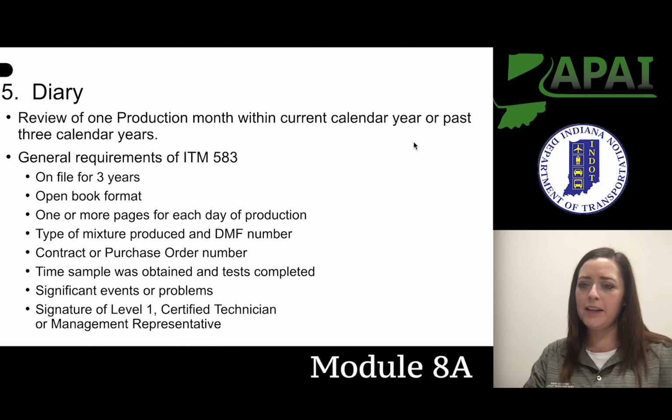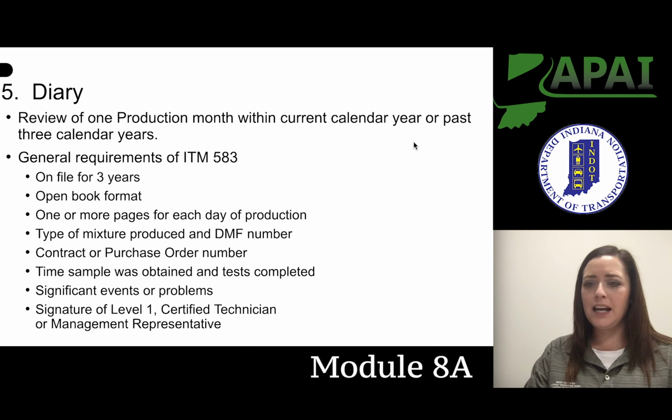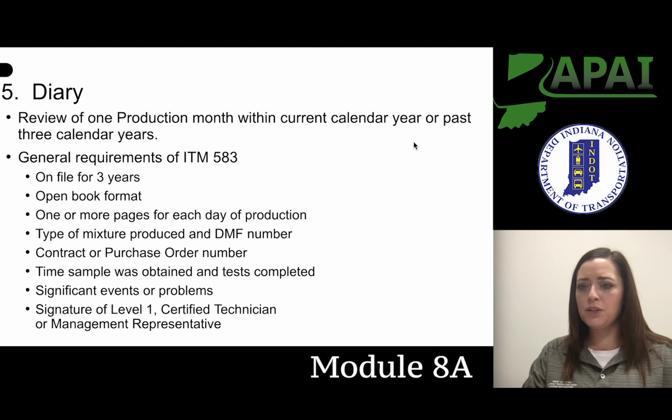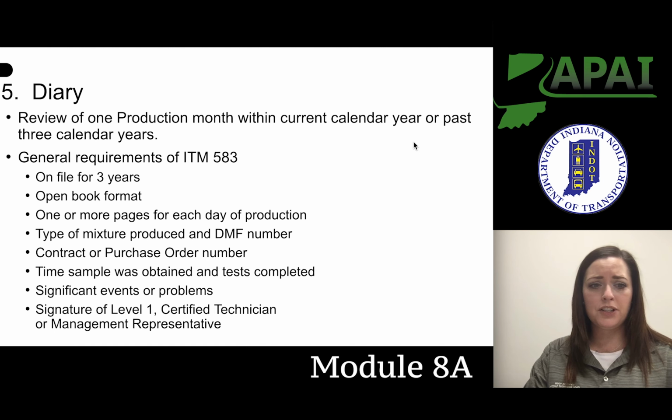This is to be able to go back and track any quantities or any type of discrepancy that may have occurred at the time of production. You also want to note the contract or purchase order number of that mixture and the time that each sample was obtained, whether it is a truck sample or a plate sample, and when the tests were completed.